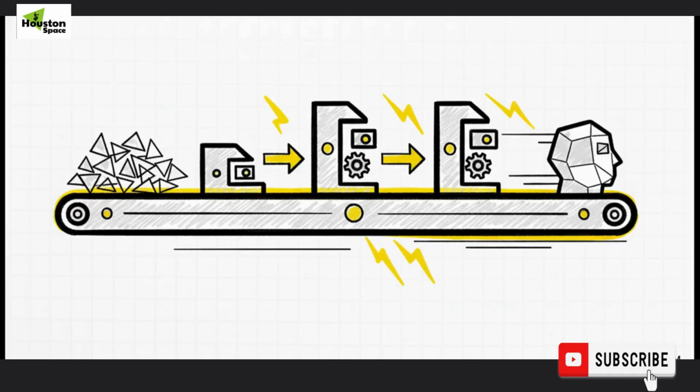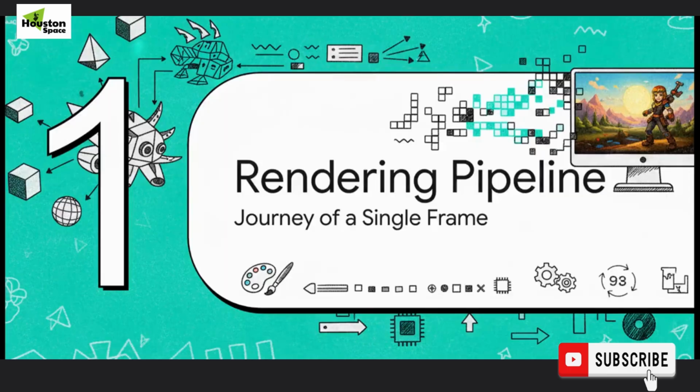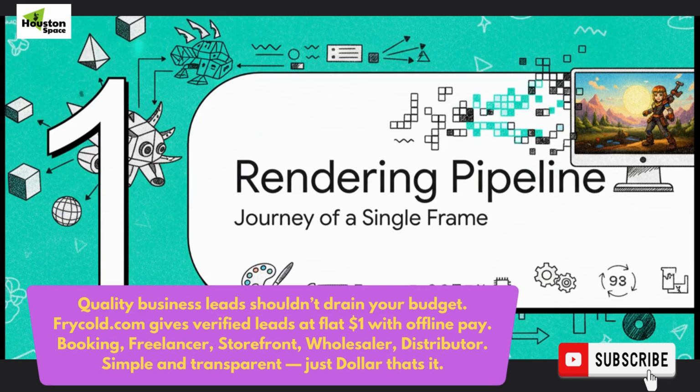The whole process that turns that massive triangle skeleton into the final, beautiful image is basically a super fast, highly optimized assembly line. And in the world of computer graphics, this assembly line has a name: the rendering pipeline. So that's what we're going to do. We're going to follow the amazing journey of just one single frame as it zips through this pipeline, starting as a bunch of 3D data and ending up as that gorgeous image on your screen.